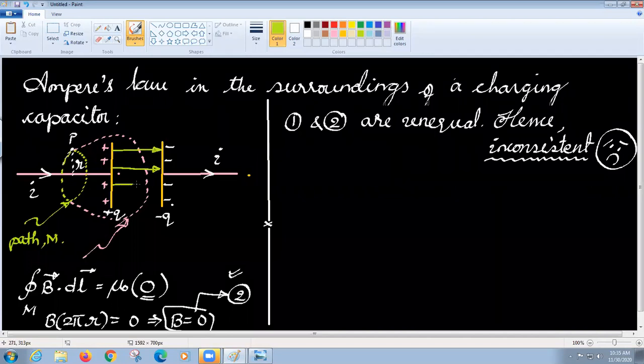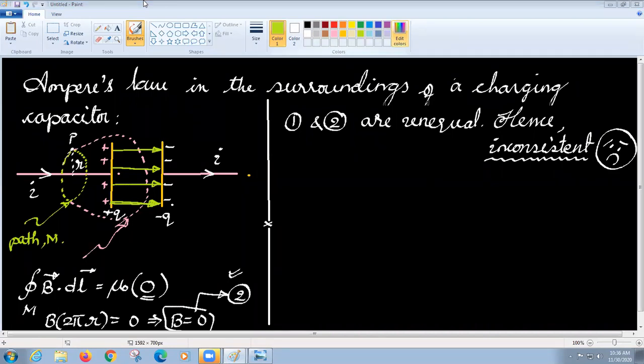What are these green arrows I'm trying to show here? Electric fields. I'm just trying to show some green arrows between these two plates. What are these green arrows here? Anyone? I think you're speaking out, but I cannot hear you. Electric field lines, great. So these are electric field lines.